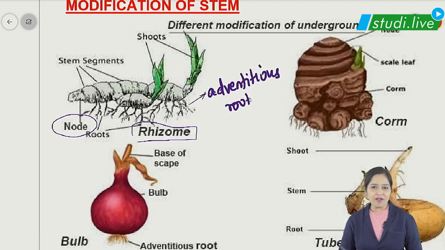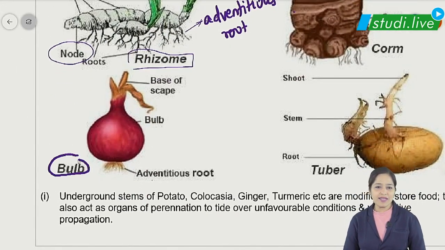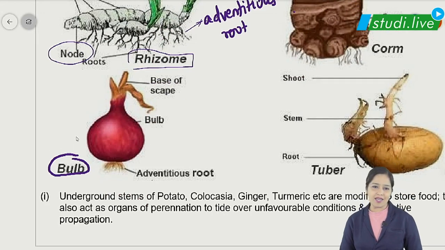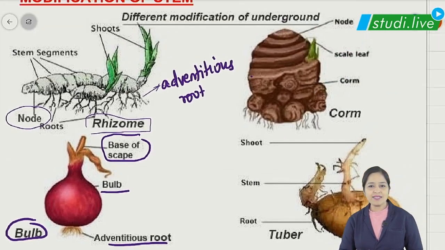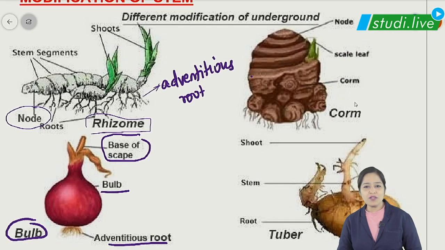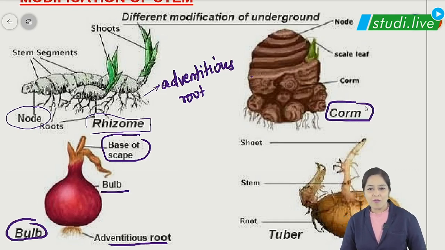So the next example for such modification is onion, which is a bulb. Here we have two examples, onion and garlic. We can see this is the adventitious root which is below, this is a bulb, and this is the base of the scape, wherein this base is going to grow vegetatively and give rise to a new plant. Next example we have over here is corm, for example Amorphophallus, which is called Jamikand in Hindi. So this is the example for corm.